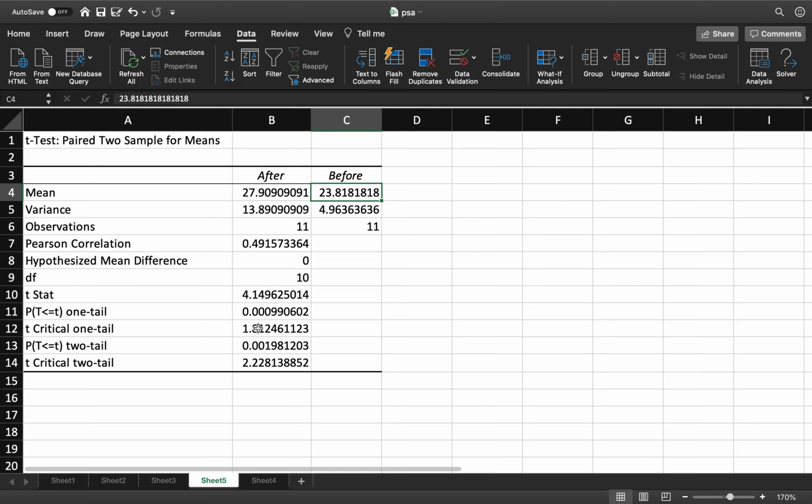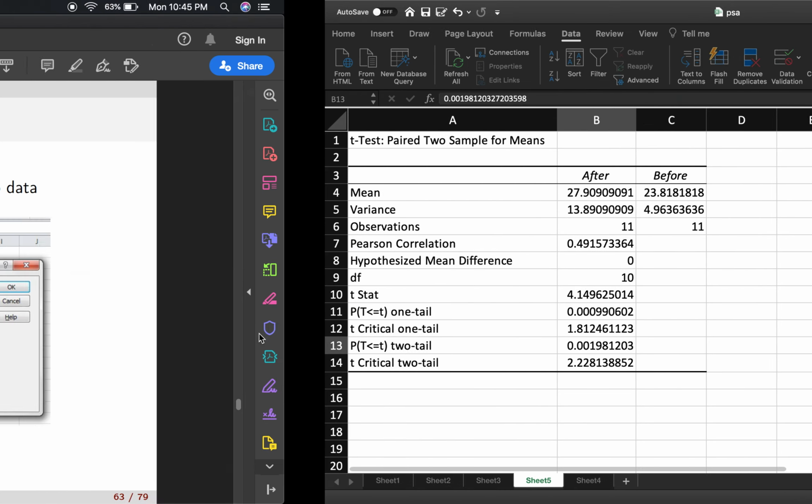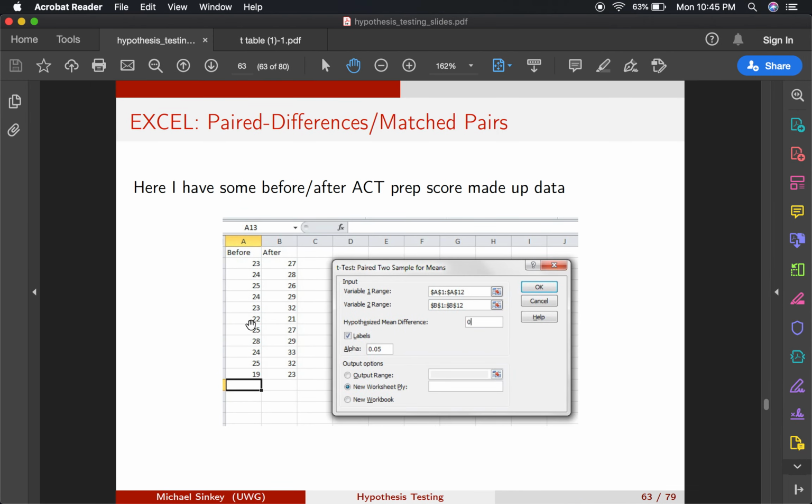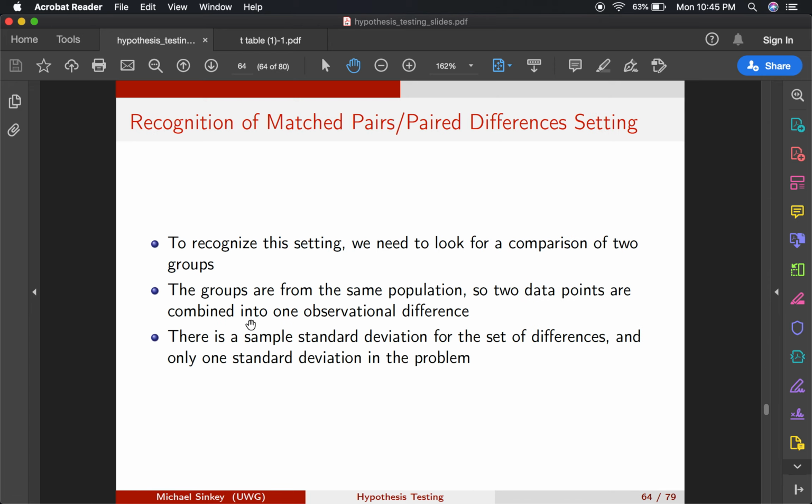I want to point out that Excel gives us two-sided and one-sided critical values. It also produces some p-values. So this is how Excel does this hypothesis test, which is super useful for us. So if you have the data, just type it into Excel, identify your variable ranges, and it will test the hypothesis for you. When I'm doing a problem, how do I recognize it's matched pairs? I have two groups. I have one standard deviation.